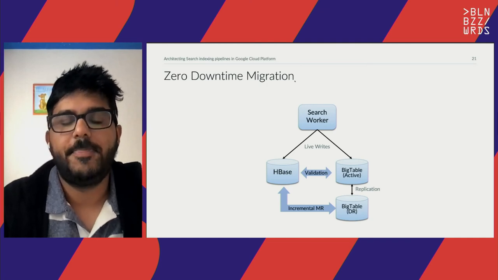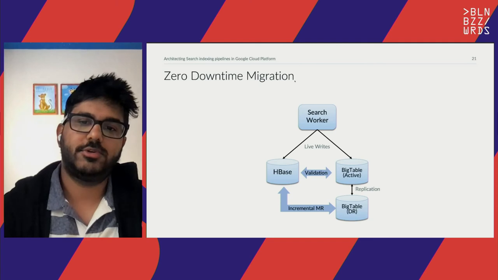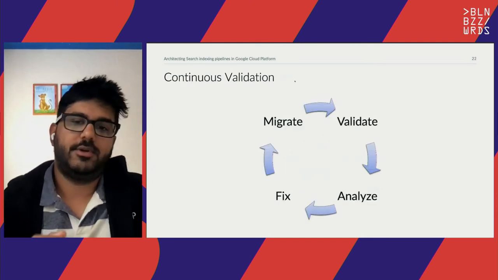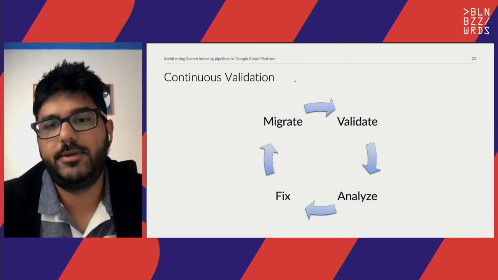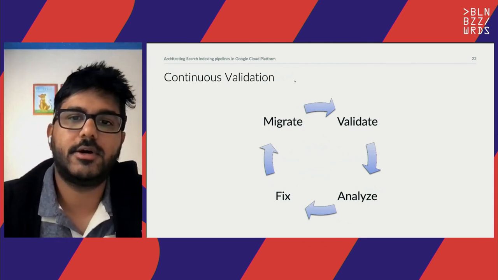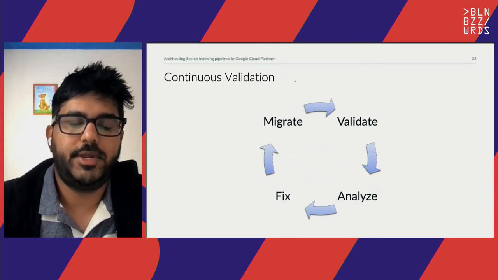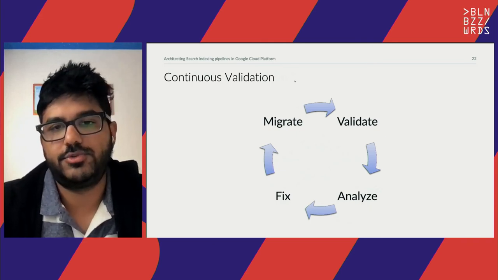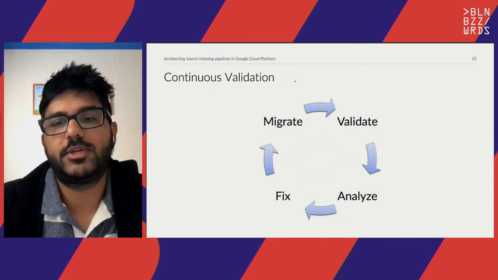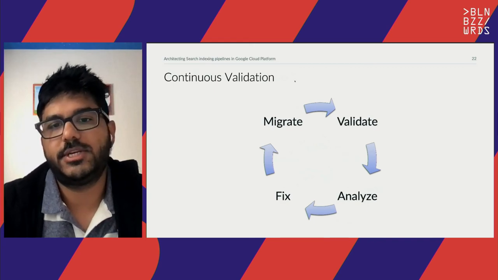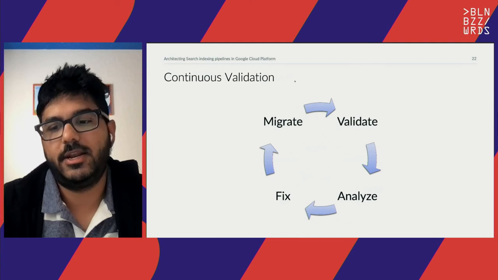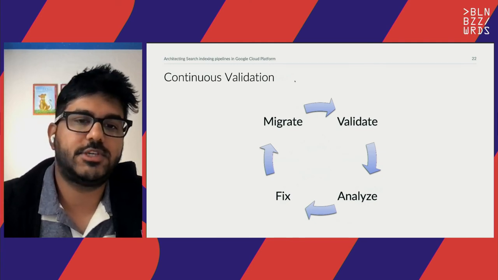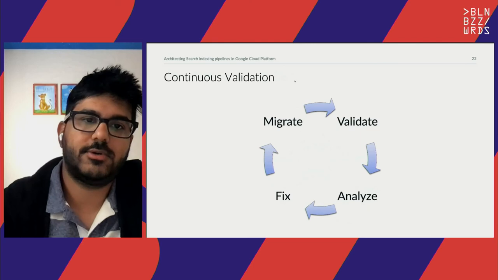the data successfully. Now, when you're migrating 200 terabytes of data, you cannot do it in one shot. First of all, the job would be extremely long running, and it would be very hard to validate issues. So we did this incrementally with continuous validation. What this meant is we would migrate chunks of data, randomly sampled rows, validate them using hashes, and then analyze the results. If we found any discrepancies, fix them, and then migrate the next chunk.